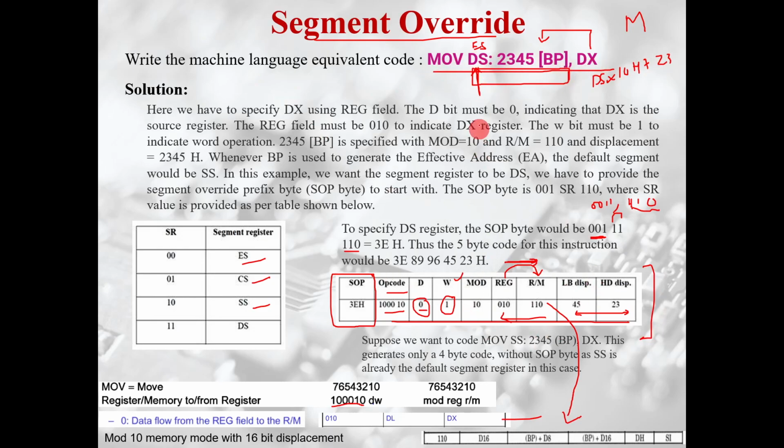In this particular example, it probably doesn't make sense to write DS here, right? Because by default it will take DS, but otherwise you could write ES, CS or SS also. Accordingly, this 3E will get amended. This 001 remains the same, 110 remains the same. In between, these two bits will get changed. So this is known as segment override.